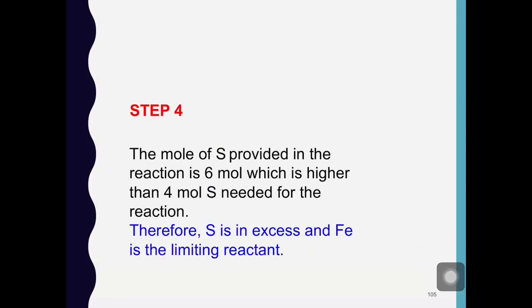But since in the question we have 6 mole of sulfur, it means that the number of mole we have is higher than the number of mole of sulfur needed in the reaction. So it means that sulfur is excess and therefore ferrum is the limiting reactant. So if we have identified which one is excess, automatically we know which one is the limiting reactant and vice versa. So this is the final part in chapter 1, percentage yield.